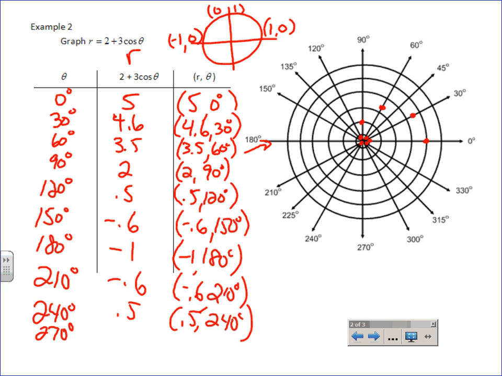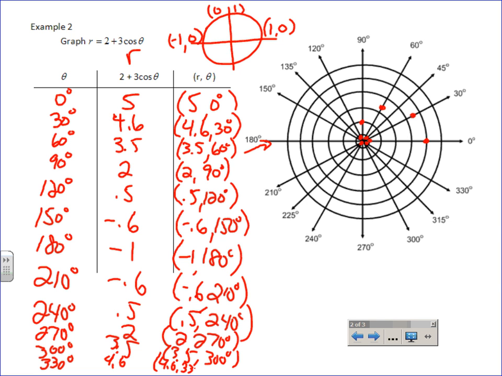270, yeah, it's the 2. And then 300, I'm going to run out of room. 300 brings it right back to the 3.5. So 3.5 comma 300. And then 330 is back to, I'll try and squeak it in there. 330 is back to 4.6. So 4.6 comma 330. And how about 360? We'll be right back to 5.